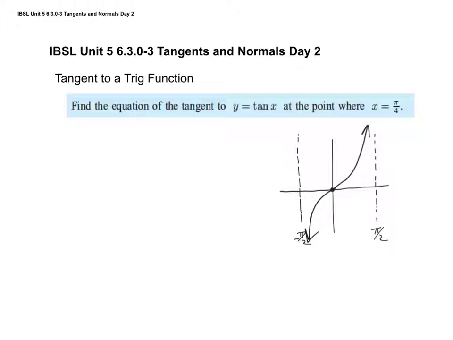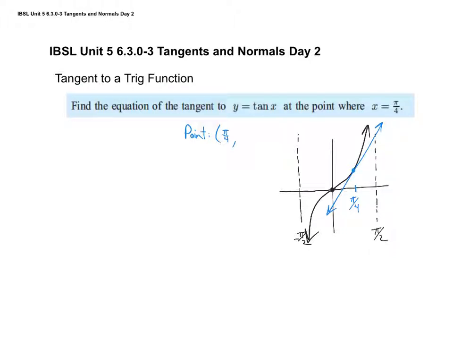So what we want is, there's a point here at pi over 4, okay? And what is the point? Because we want the equation of this line right here. So the first thing we need to do, remember, is find the point that we want to hit. So the point is pi over 4. And then what is tangent of pi over 4, guys?